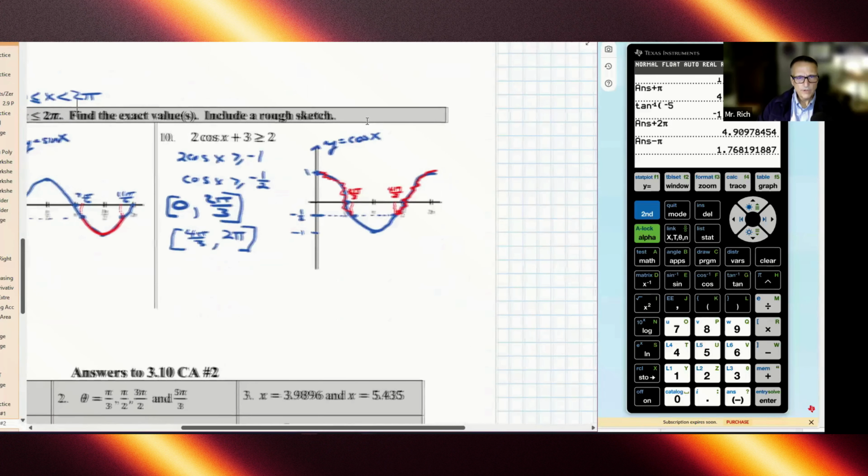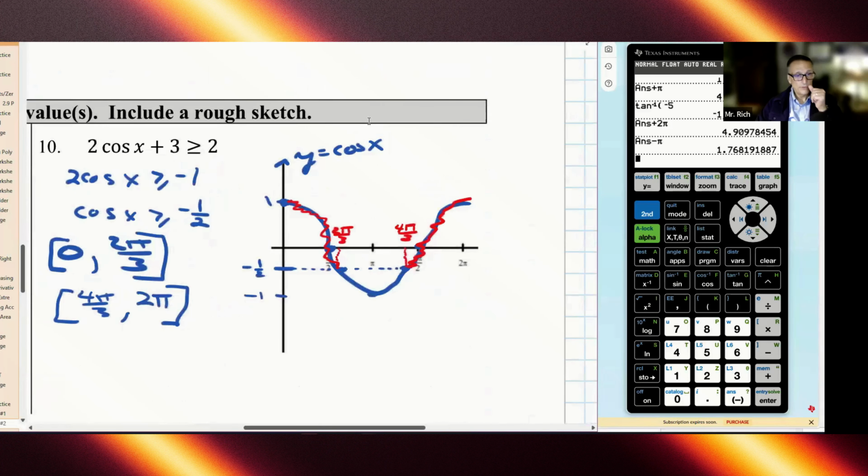But yeah, I really highly recommend, when it comes to these inequalities, that you don't try to solve them without sketching the graph of the function. It's going to be very helpful for you to keep it straight in your mind what you're looking for.